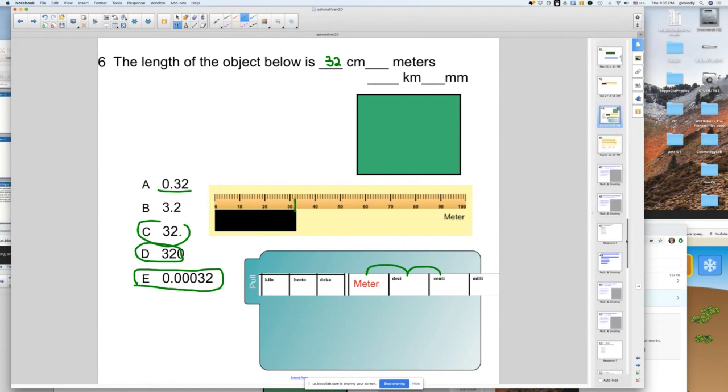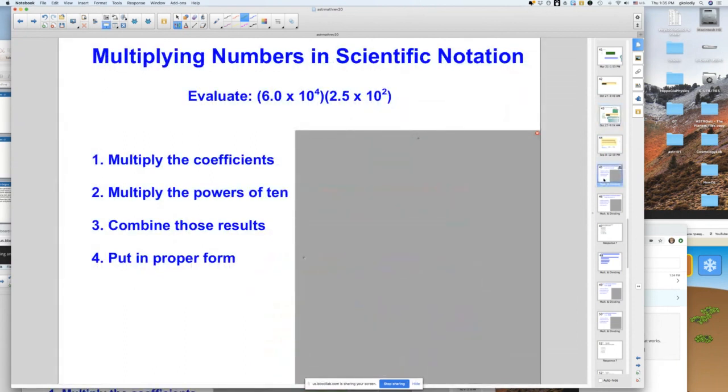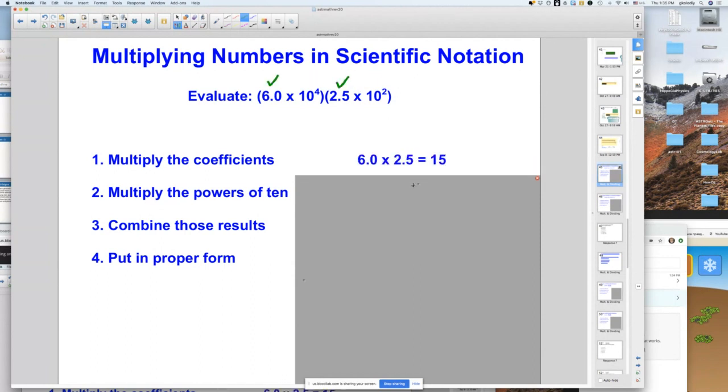Okay, so let's look at multiplying numbers in scientific notation. So let's say we have two numbers, both in scientific notation. How do you multiply? First of all, multiply the coefficients. Coefficients being this number, multiply by that number. Use your calculator or whatever way you want to. So 6 times 2.5 is 15.